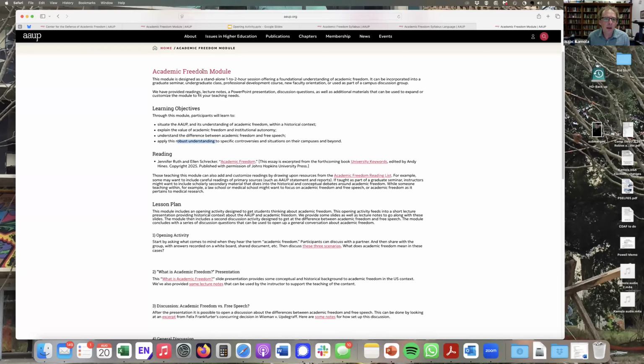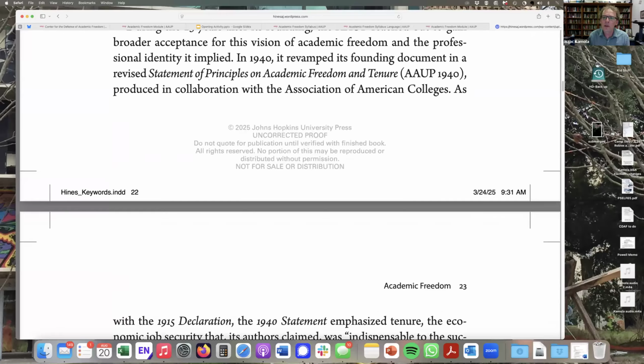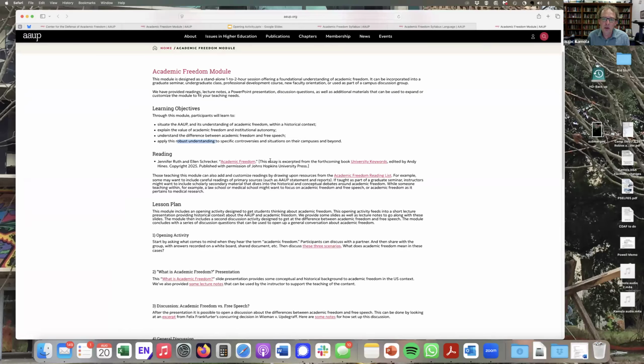And so what we have is, we suggest a reading, which is this really excellent chapter on academic freedom in this just published book, University Keywords, edited by Andy Hines. And this is just a brilliant 10-page or so distillation of what academic freedom is, its history, its context. And it gives a really nice introduction that's both historical and conceptual. And it's just a really clear place to start a conversation about academic freedom.